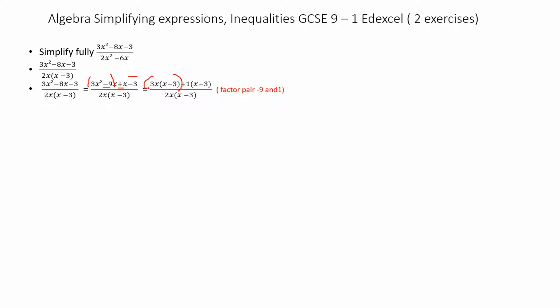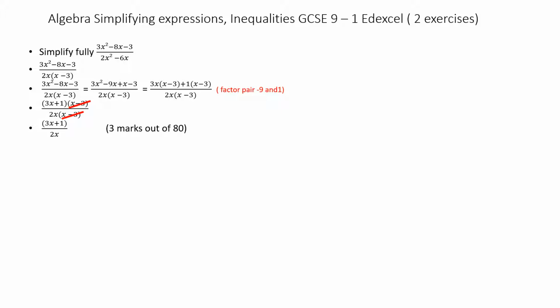I'll rub all those off, because it became a bit messy. So that's what we got there. We now have 3x into x minus 3 plus 1 into x minus 3. When you simplify, that becomes 3x plus 1 into x minus 3. Now the x minus 3's cancel out, so you end up with 3x plus 1 divided by 2x. And for that you get 3 marks out of 8.